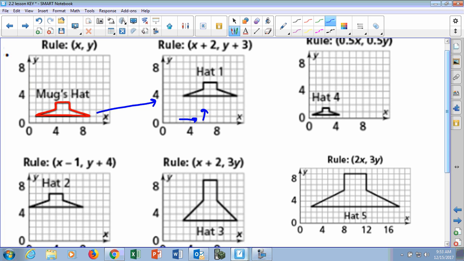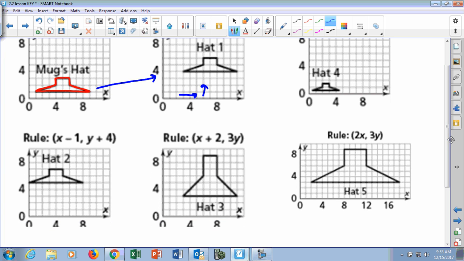What about for the second rule? Oh, where's hat number 2? There he is. No, he's down over here. So look at where hat number 2 is compared to Mug's hat. Where did that go? It went left 1, right? So it went to the left once, and then it went up a bunch. It went up 4, right? So every point got shifted left 1, up 4.